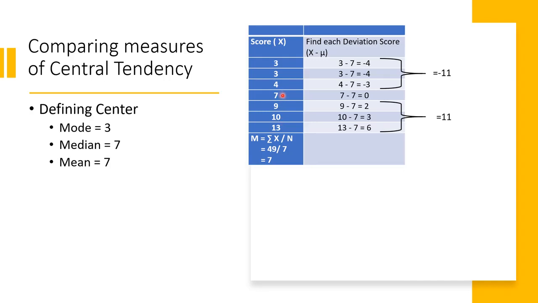That makes 7 the median. 7 is also the mean in this case because, as you know, you add up all the scores, divide by the number of scores, and that will give you the mean. But I want to talk a little bit more about what that mean is doing, how that mean is balancing deviation scores.